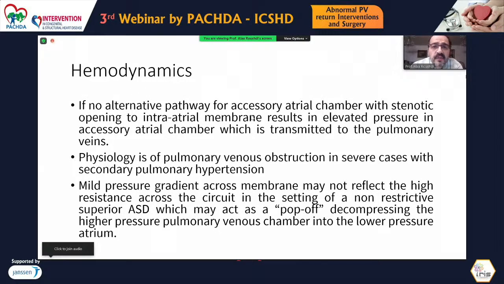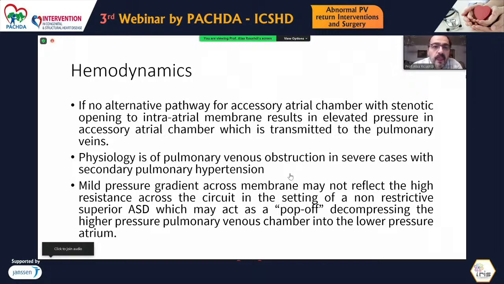If no alternative pathway for the accessory chamber with stenotic opening to the interatrial membrane, this will result in elevated pressure across the accessory chamber and will be transmitted to the pulmonary vein. A physiology similar to pulmonary venous obstruction in severe cases will result in secondary pulmonary hypertension, while a mild gradient across the membrane may not reflect the high resistance across this circuit, especially in the presence of a decompression atrial communication.